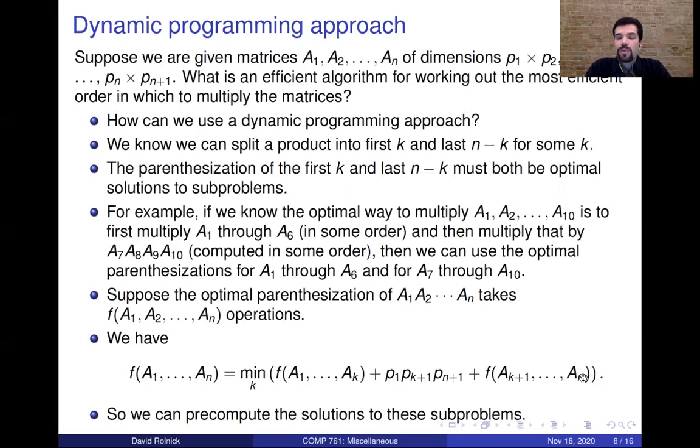So yes, we will need it, because if we're trying to compute f of a1 through a5, we're going to recursively do this process. So we're going to need f of a3 through a5 in order to compute f of a1 through a5, which is needed to compute f of a1 through an.